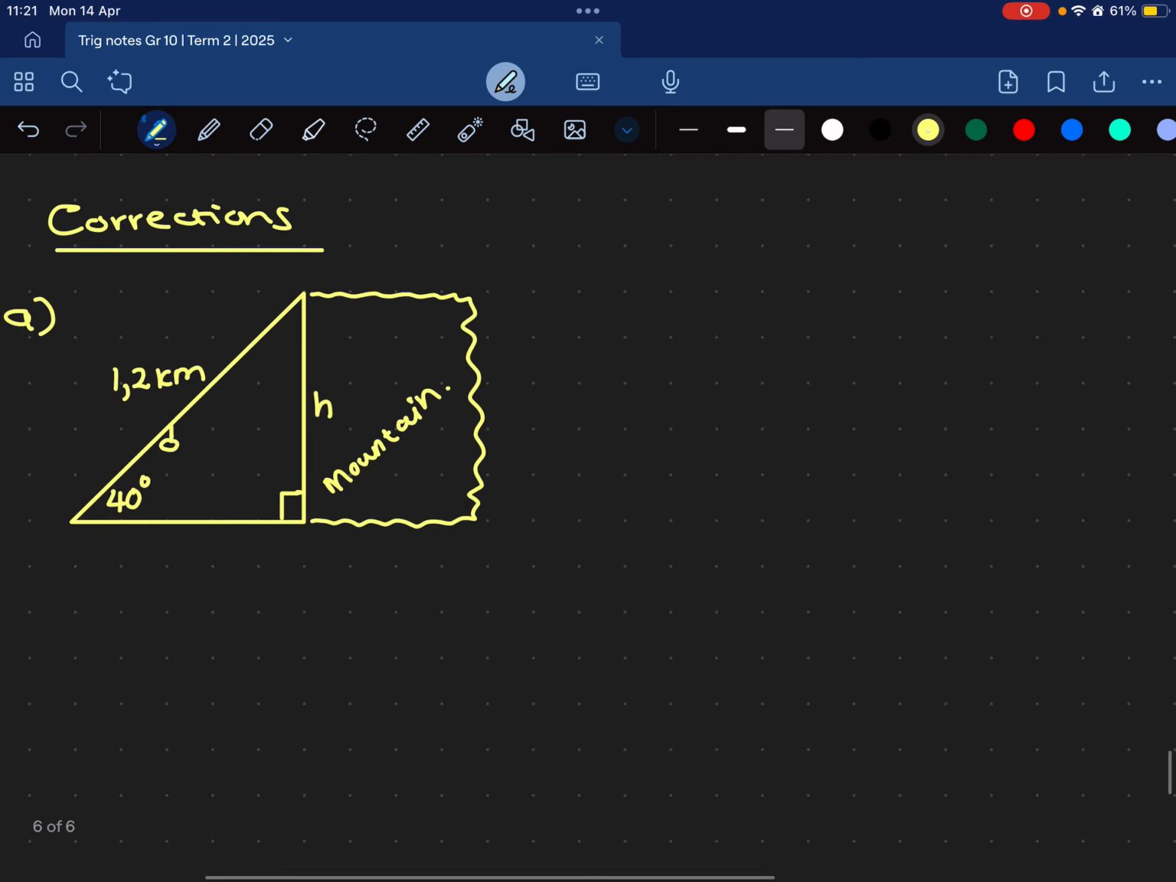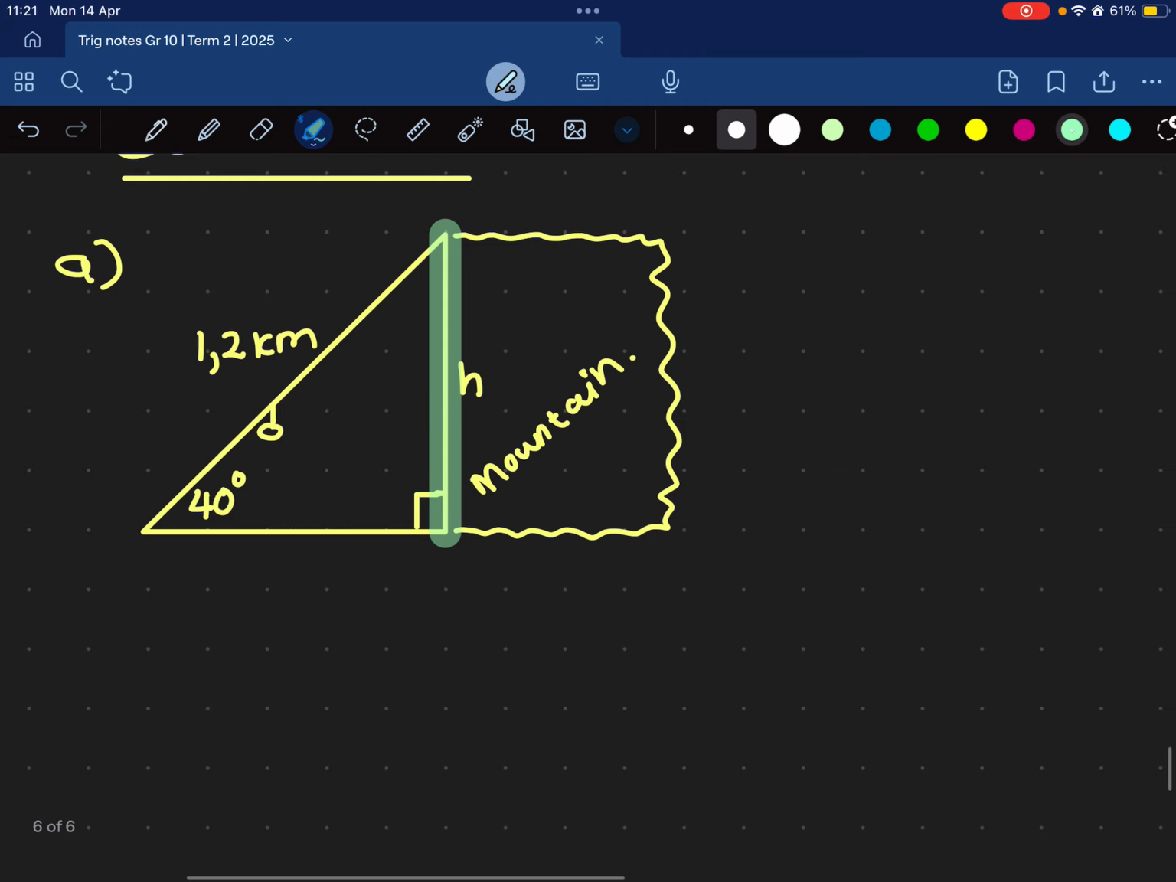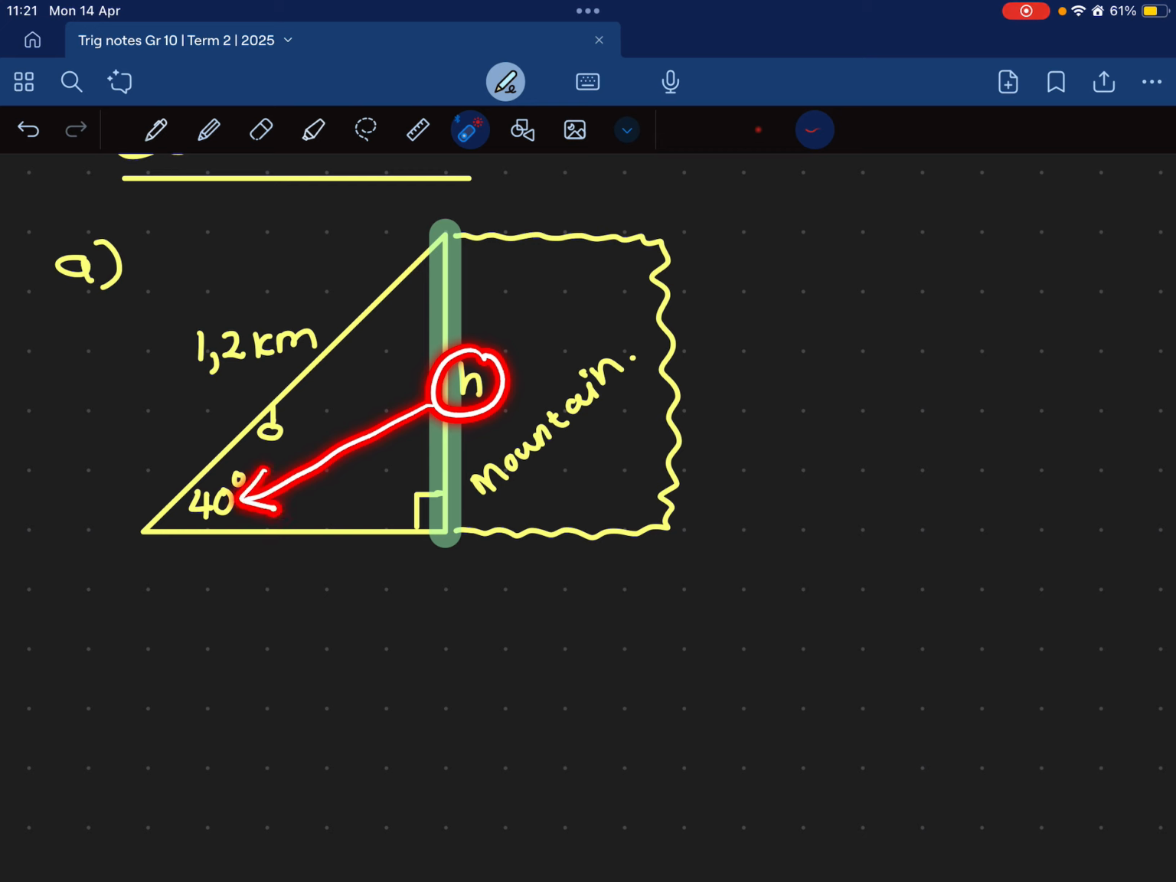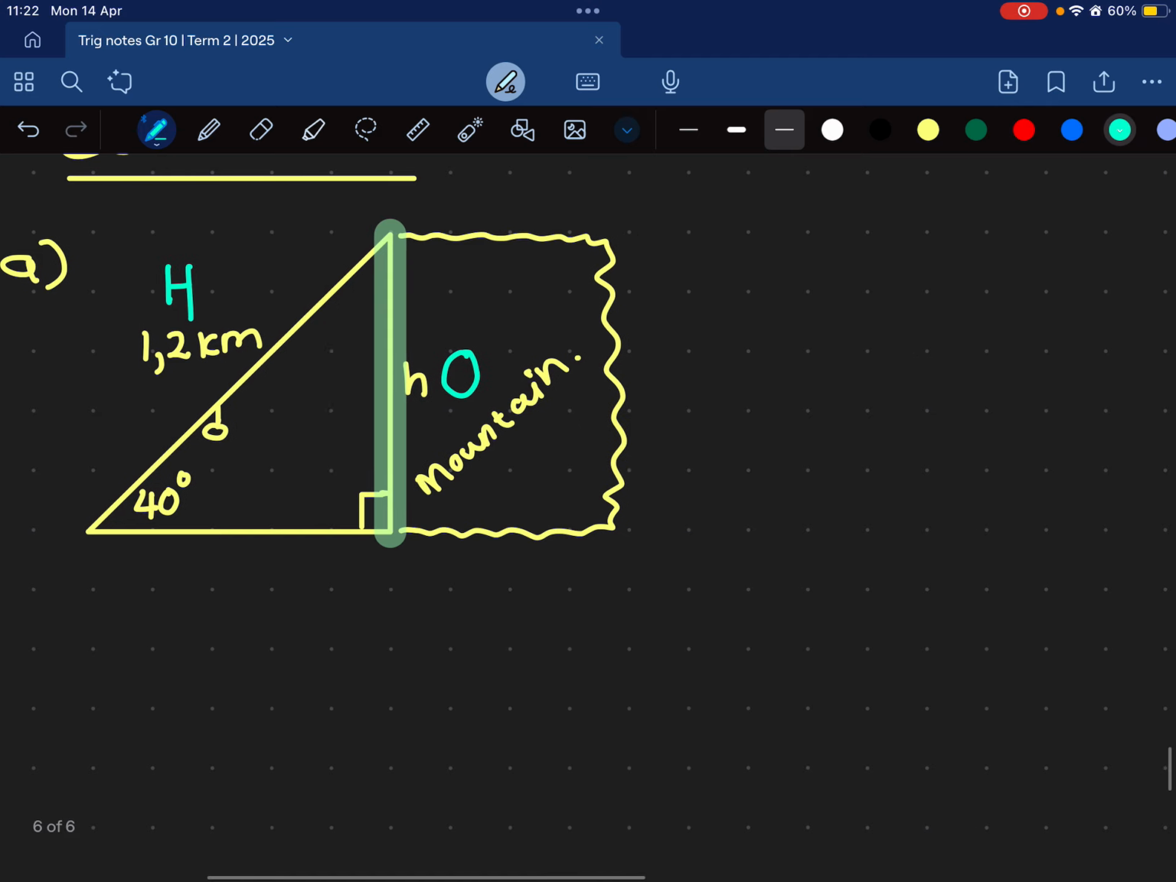Okay, so there's nothing really too new here. We're just trying to find the value for h. So I recommend that you start by taking your highlighter and highlighting the side that they want you to find. And then you notice the side that they want you to find is exactly opposite to the angle that you have. So I'm going to call that opposite. And then, of course, the 1.2 kilometers would be the hypotenuse, seeing that it is the side opposite to the right angle.